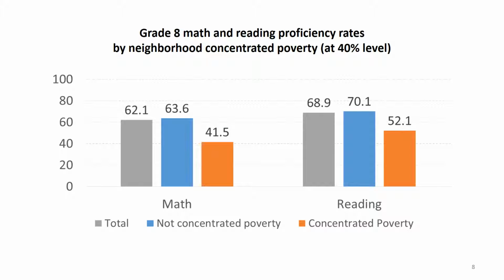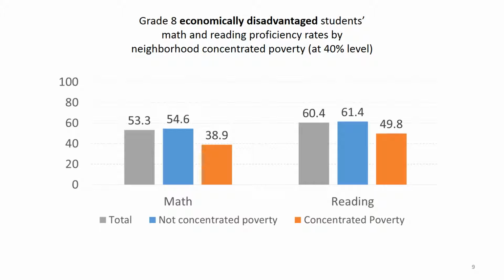When we looked at 8th grade results, we found very similar findings. We can see, particularly for math, even greater disparities between students who are in concentrated poverty schools versus schools that are not physically located in concentrated poverty neighborhoods. And again, we see evidence of a double burden.